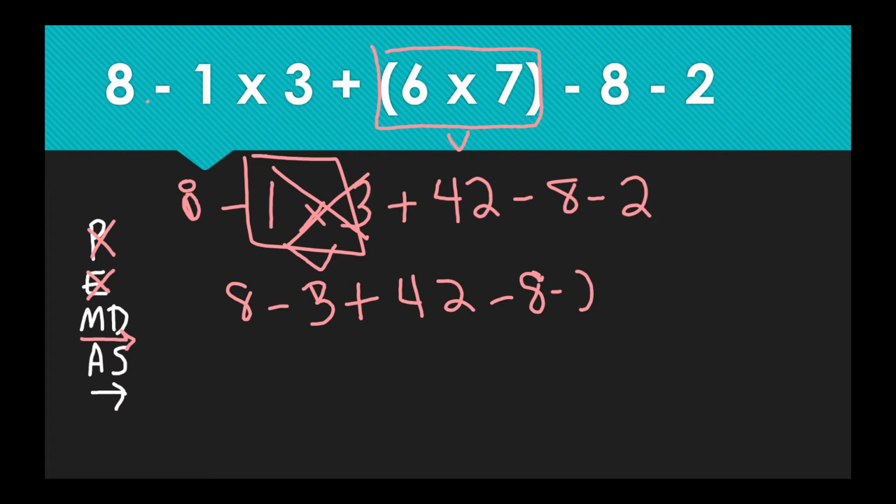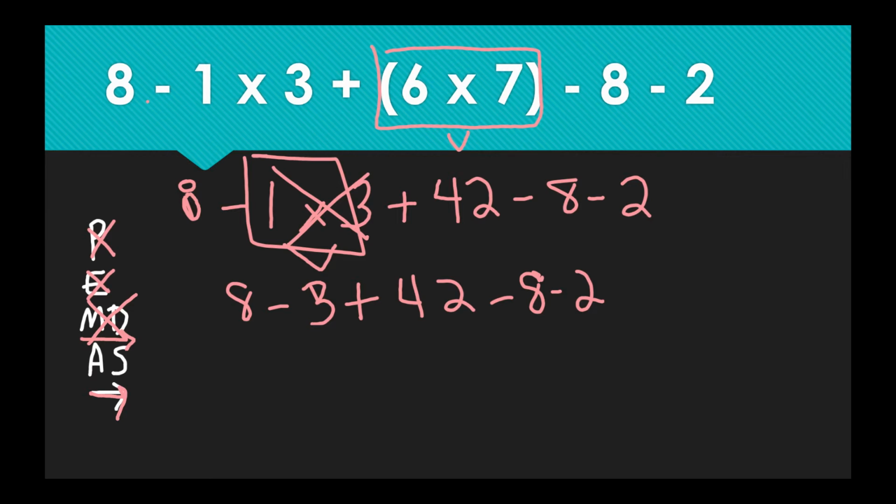Okay, so now let's go through multiplication division again and see if there are any more. So let's see. Beep, beep, beep. Nope, only addition and subtraction. All right, so now we're going to cross off our multiplication division here because we've already finished that. So now we need to do our addition and subtraction from left to right. So let's go ahead and look for that.